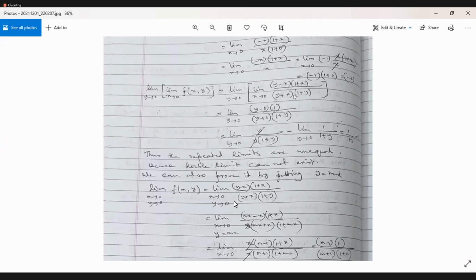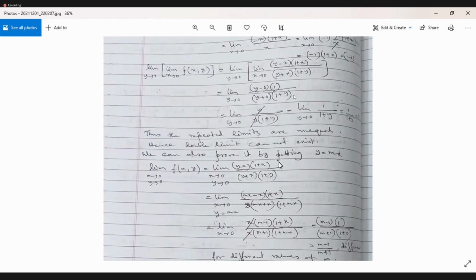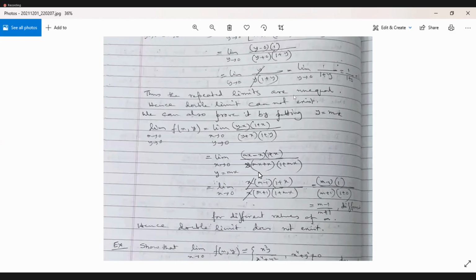y minus x into 1 plus x by y plus x into 1 plus y. Simultaneously, x and y are tending towards 0. So let's put y equal to mx. So this will be mx minus x by mx plus x into 1 plus x by 1 plus mx. We are replacing y by mx. So we can take that x common from this portion. This is m minus 1 into 1 plus x. If you take x common, this is m plus 1 into 1 plus mx. X gets cancelled out. This is m minus 1 by m plus 1.